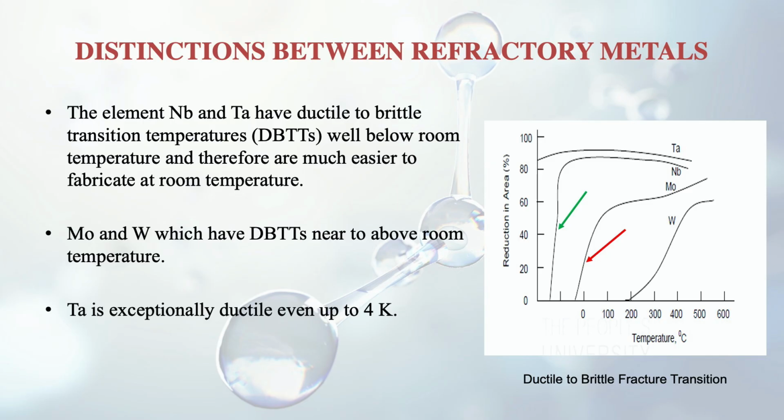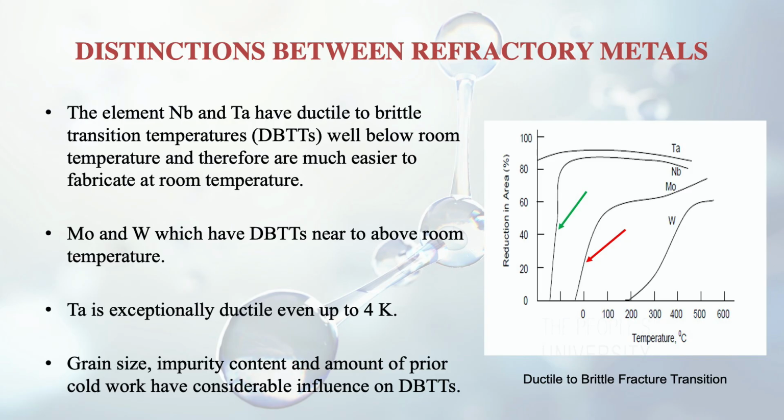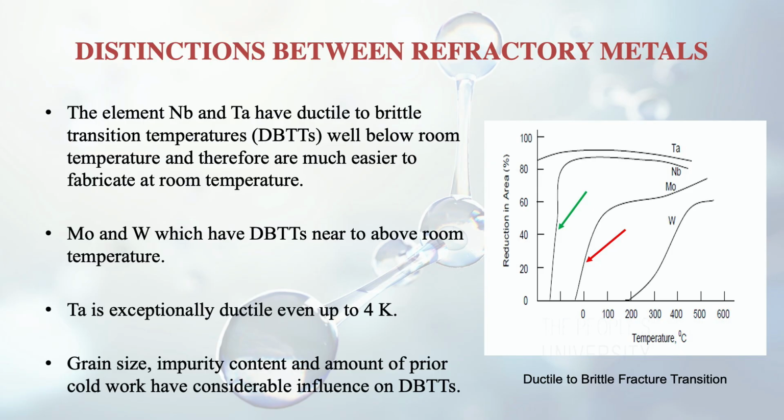Also, one very good property of tantalum is that it has exceptionally ductile behavior even down to 4 Kelvin temperature. And we can see that grain size, impurity content and the amount of prior cold work also have considerable influence on DBTTs. So DBTT can change if we are doing some cold work or there is some impurity. So it is not a fixed thing, but still Mo and W have DBTTs very near to room temperature, as you can see from the curve also.